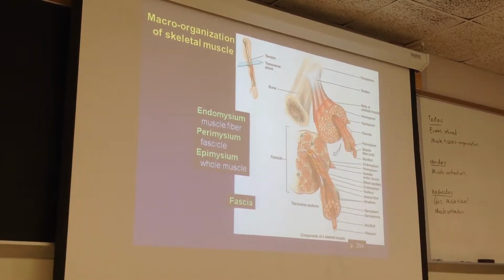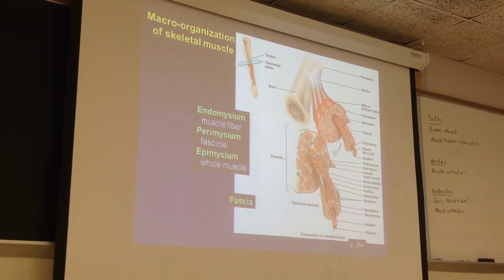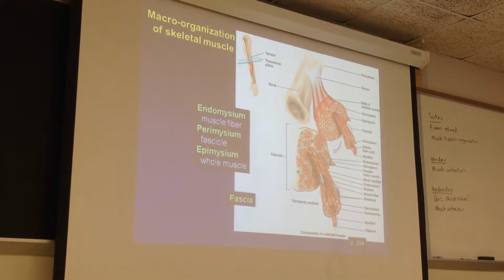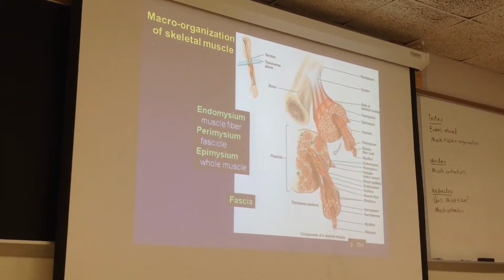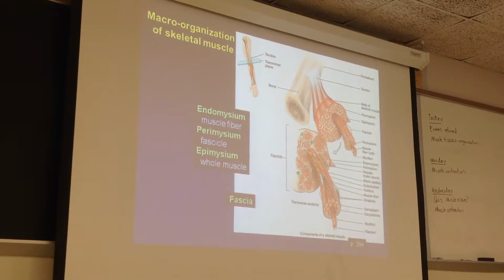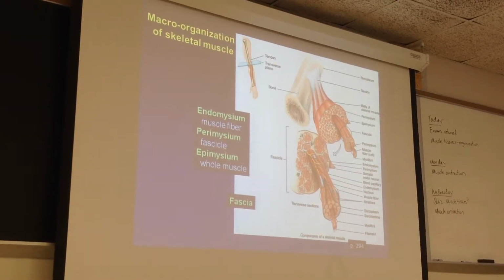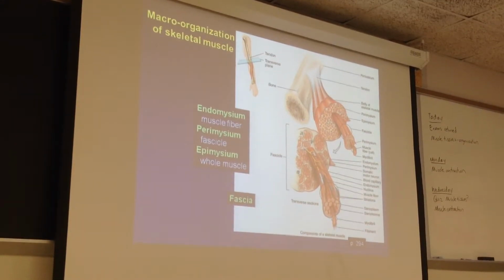Let's start with the smallest, first of all, endomysium. This is a thin connective tissue layer around an individual muscle cell, an individual muscle fiber. This is not the plasma membrane. This is not that membrane. It actually is a connective tissue band around that cell, around that muscle fiber. It's called the endomysium. Think of endo as inside. It's the deepest. So endomysium is a connective tissue layer surrounding a single muscle fiber.